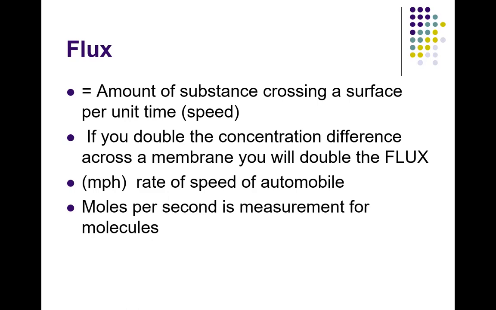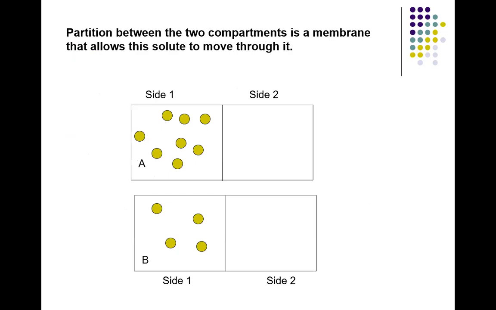They are directly proportional. So here we can see two compartments. We have side 1 and side 2, and this is our example A, and this is B. On this one we have 4 molecules on side 1, and then if we count these, 1, 2, 3, 4, 5, 6, 7, 8. We have 8 molecules, so B has twice as many as A.